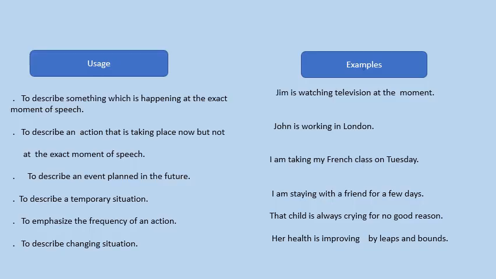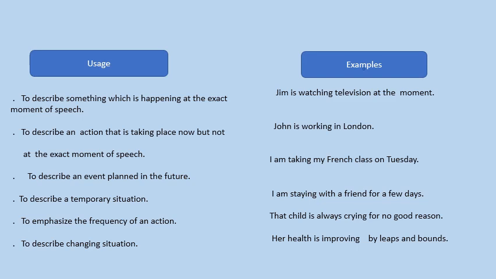There are different uses of present continuous tense. First, to describe something which is happening at the exact moment of speech. Example, Jim is watching television at the moment. Second, to describe an action that is taking place now but not at the exact moment of speech, like John is working in London. Third, to describe an event planned in future. Example, I am taking my French class on Tuesday.